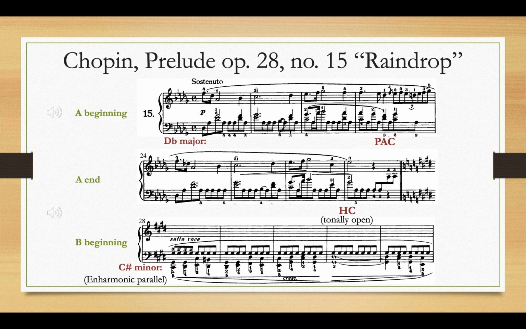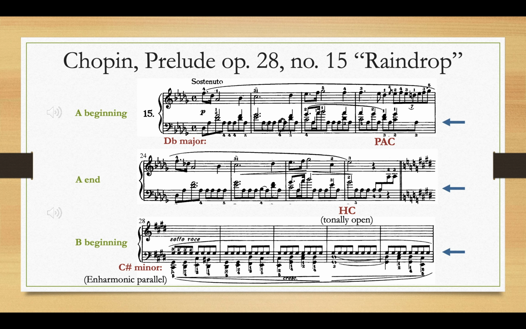The B section opens in C sharp minor. Now on the page it looks really strange to go from 5 flats to 4 sharps, but if you think about it, it makes sense. D flat is enharmonically respelled as C sharp here, just because C sharp minor is generally easier to read in than D flat minor is. So we've just gone from the tonic major to the enharmonic parallel minor in this case.